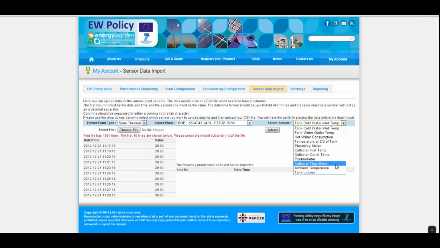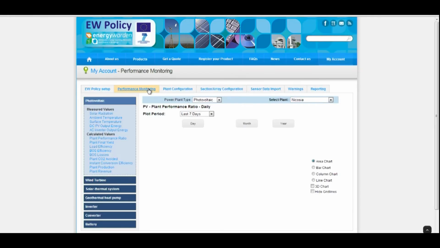The last sensor is the ambient temperature. It is recommended that the sensor data mentioned before are measured every second and the average of these 60 measurements is recorded in the database. After the data importing, the graphs for each parameter could be plotted.